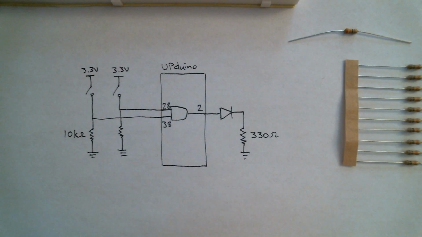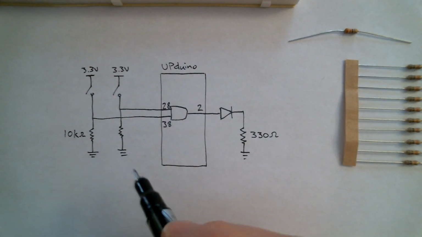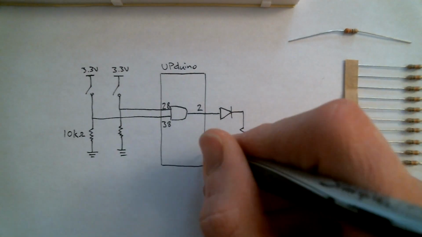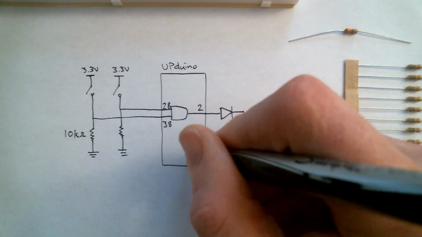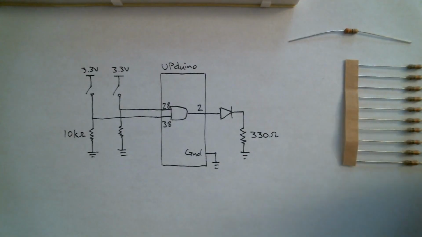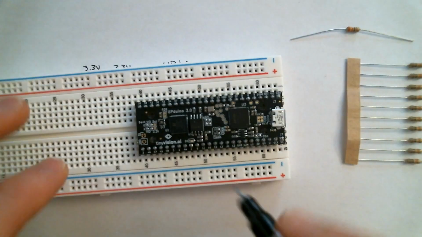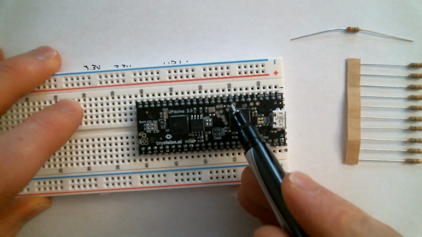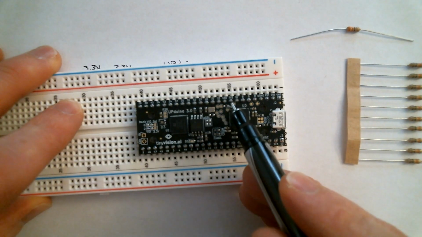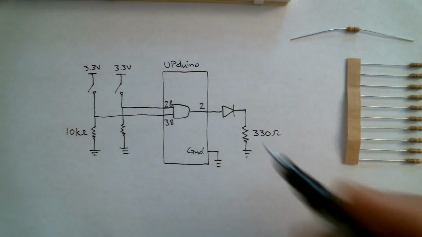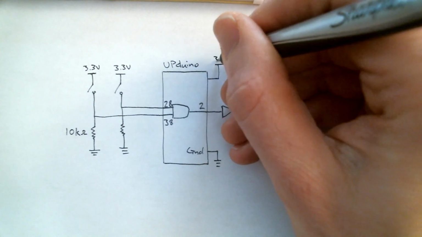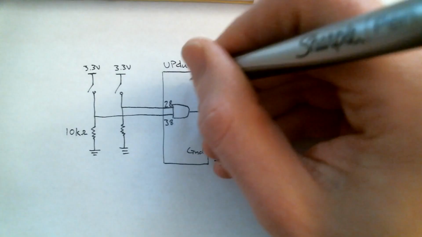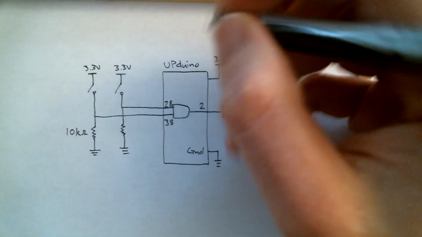Okay, again, remember that the ground here is actually connecting to one of the ground pins on the UPduino, so maybe just to make that clear, we'll do this. So we've got ground here, and then likewise the 3.3 volts is coming from the UPduino. Right next to the ground pin here is the 3.3 volt pin, and the pin is labeled 3V3.